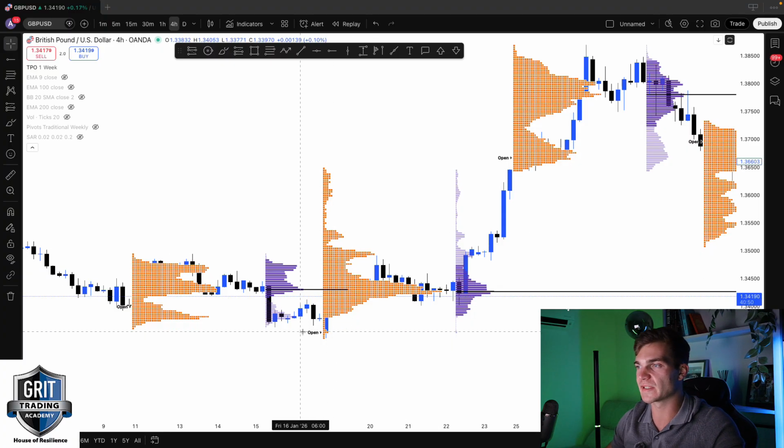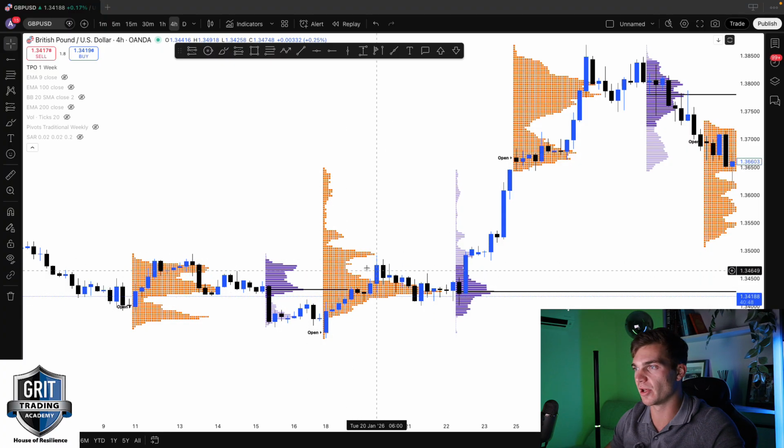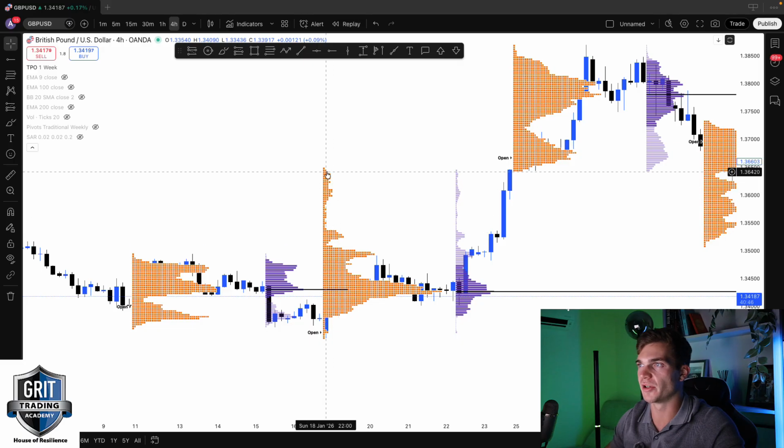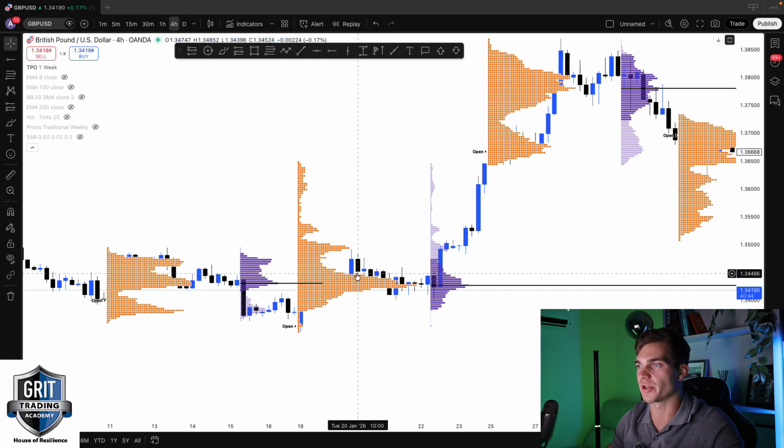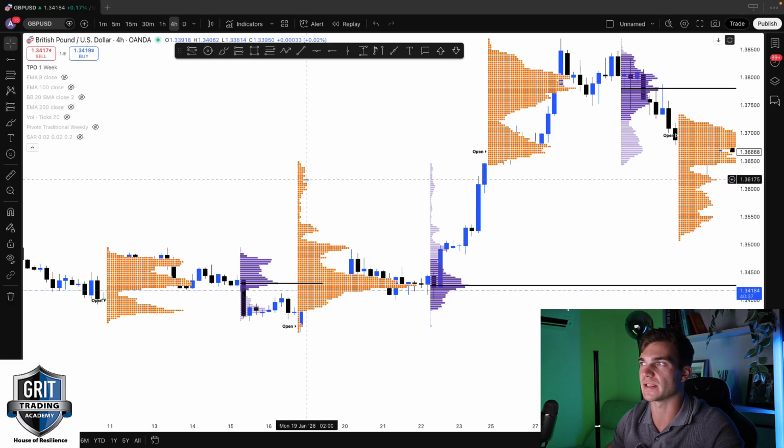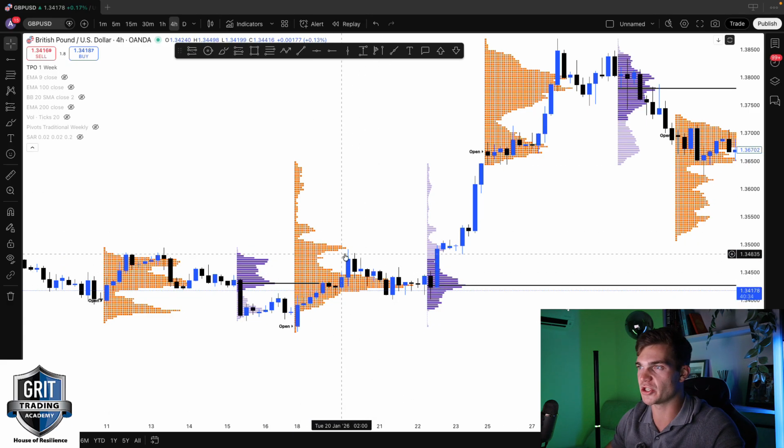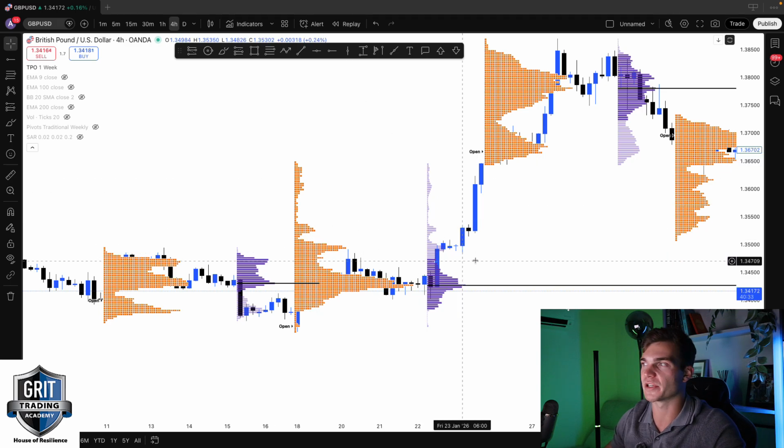So the reason why this is bearish is because there's been a lot of time spent at the bottom and not a lot of time spent at the top. So price was happy trading at these lows and then pushed higher, and not much time was spent at these highs, which creates this B shape, and that is a bearish signal.